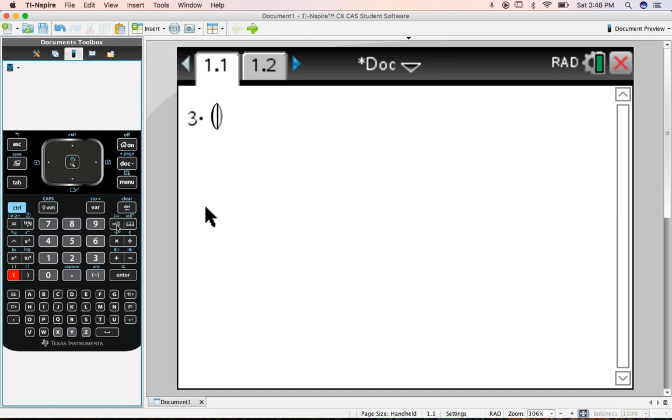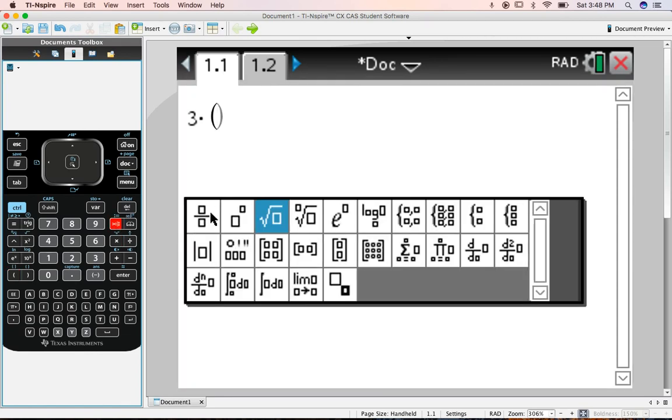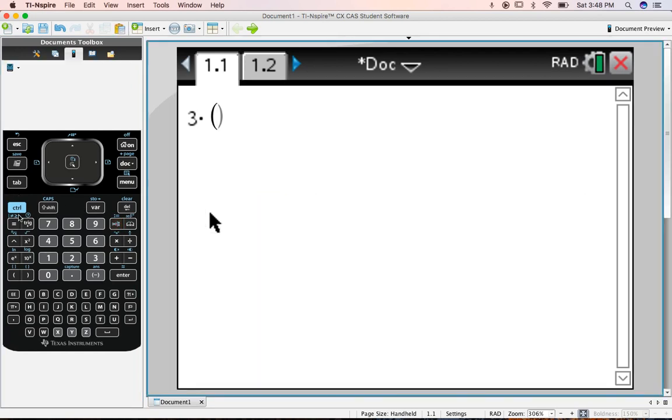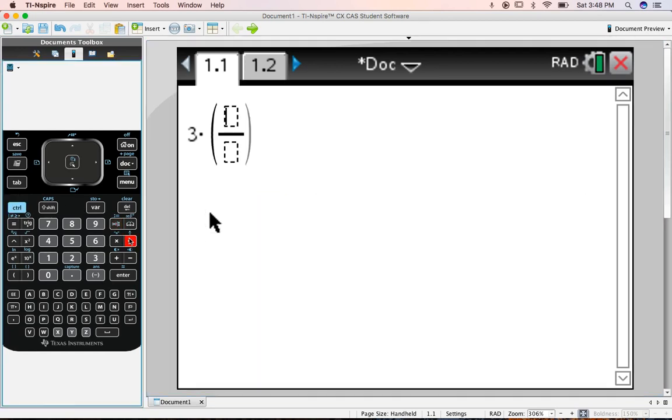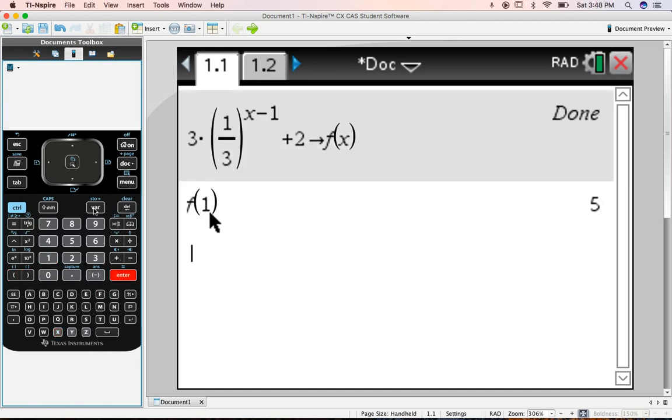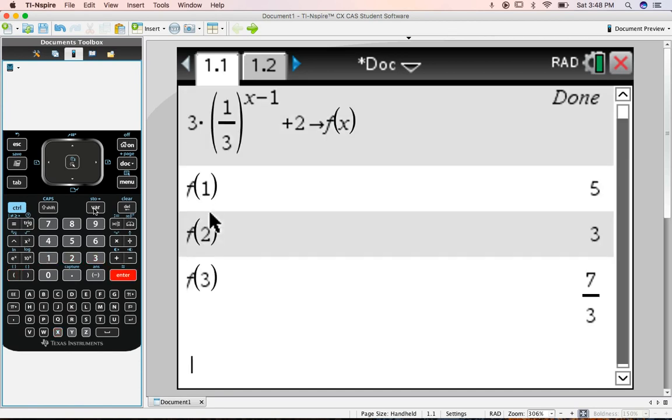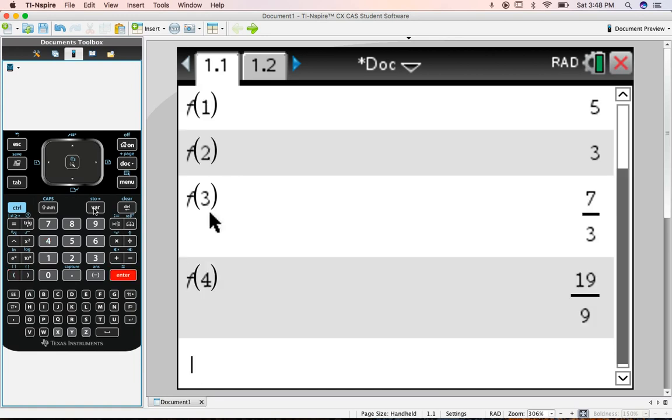Okay, so let me get this fraction going on. I can press this and then this one, or quick hotkey go control divide. Okay, so we have 1 over 3, close parentheses, is raised to the power of x minus 1. Whoops. Then kick off to the right so you can jump down and do plus 2. And this is going to be control store our f of x. So we have f of 1, f of 2, f of 3, and f of 4 are the following points.